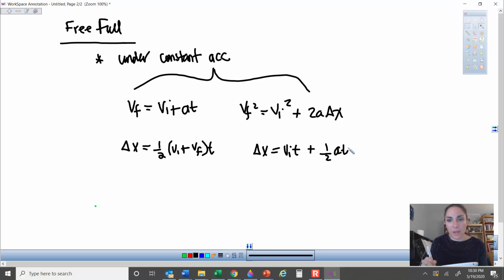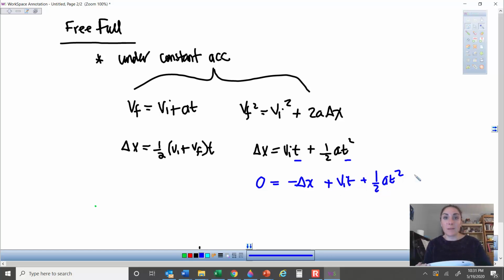The problem with this one is that it's quadratic, meaning that if I had to solve for time, for example, you would have to rearrange this to make it look quadratic. So this would be negative delta x, notice that I brought this over, plus v_i t plus 1/2 a t squared. And then you would use the quadratic formula, negative b plus or minus the square root of b squared minus 4ac over 2a, or you just Google it and type it into some function generator online, because let's be real, that's the easiest way.